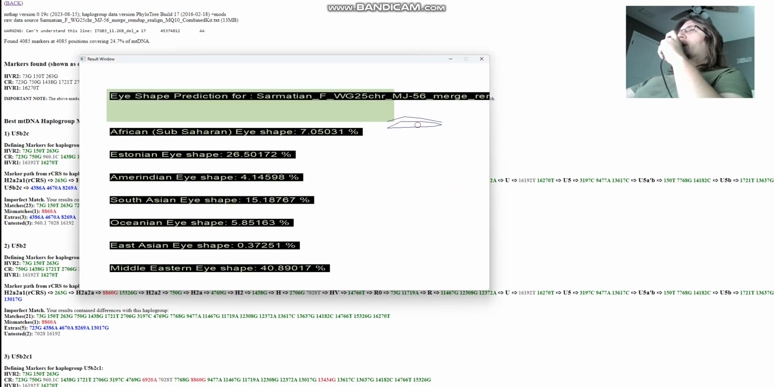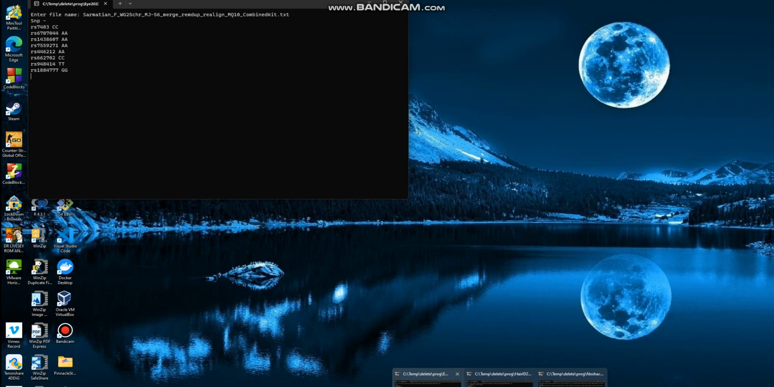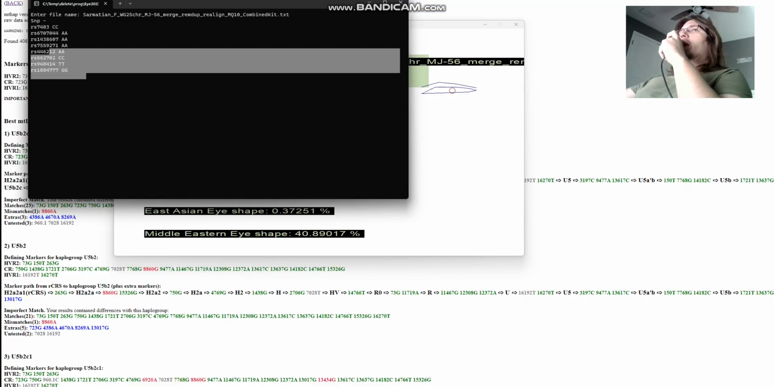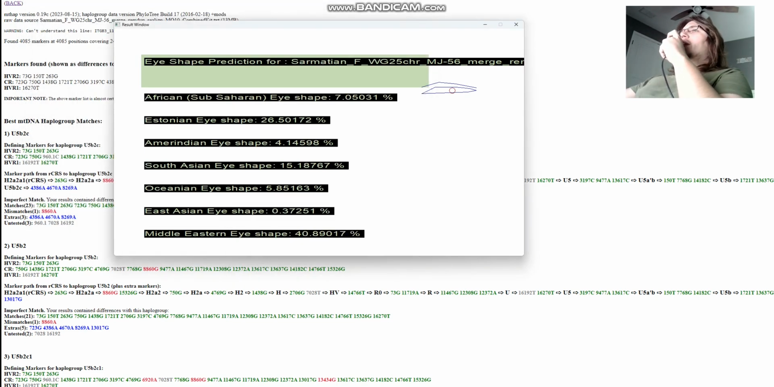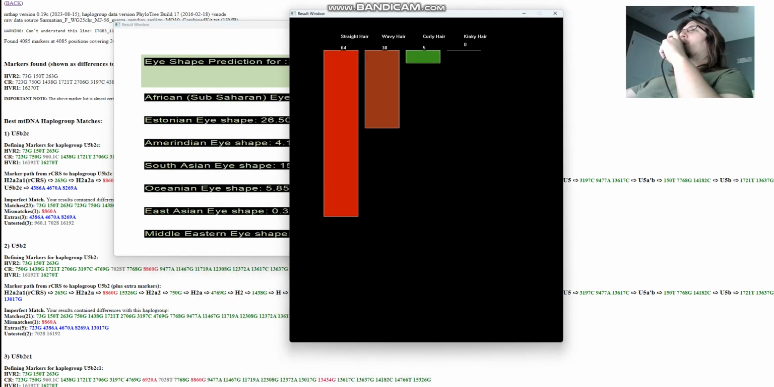Well, she's got Middle Eastern eye shape with my eye shape predictor tool. Let's see how many SNPs that was done with. That was done with 8 SNPs. So based on these 8 SNPs, she's got a Middle Eastern eye shape. Now, what about her hair shape? Her hair shape is straight, followed by wavy, followed by curly, and definitely not kinky hair.